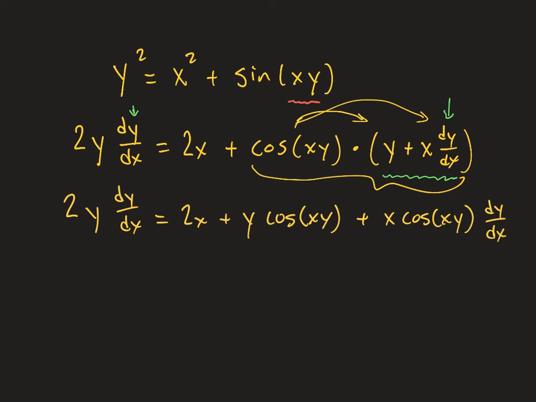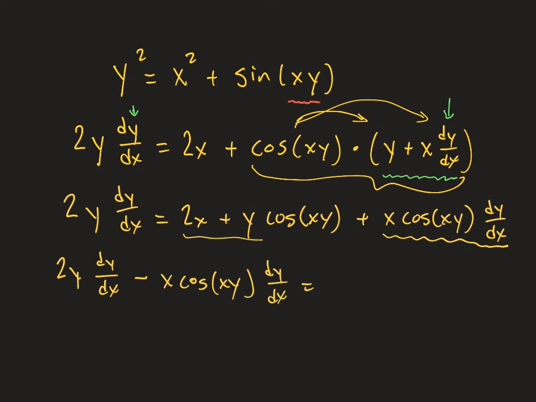And in order to solve for dy over dx, when I have 1 on the left of the equal sign and 1 on the right, I need to get those together. So I'm going to subtract this entire term over to the other side. And when I do that, I get 2y dy over dx minus x cosine of xy dy over dx equals this stuff here, which is just 2x plus y cosine of xy.